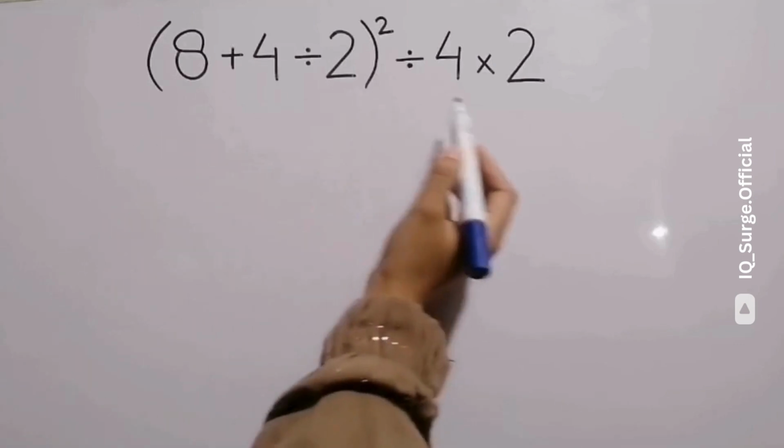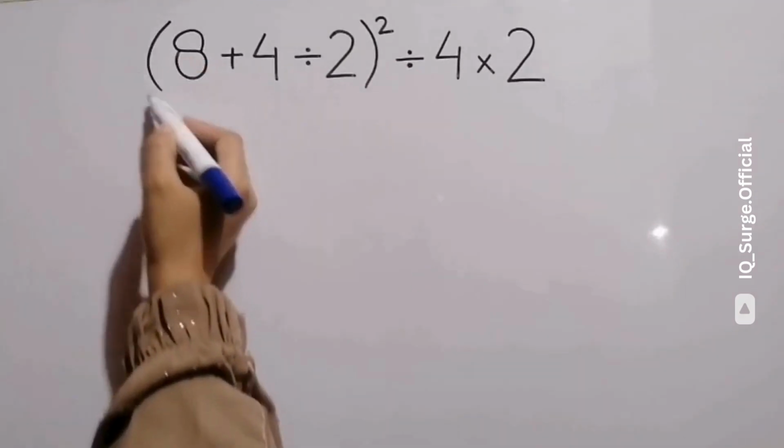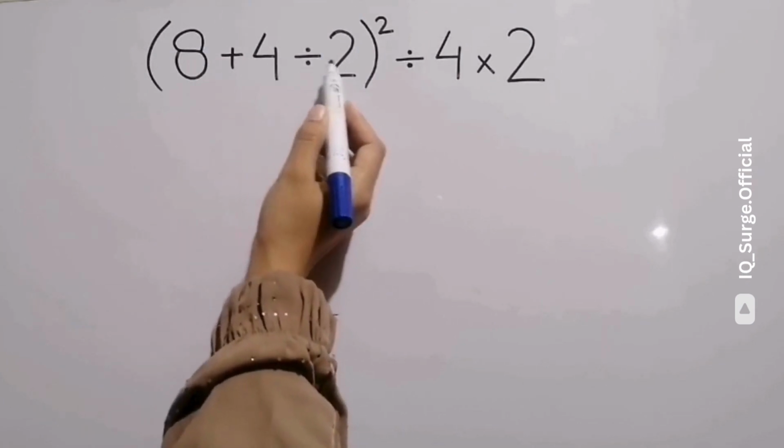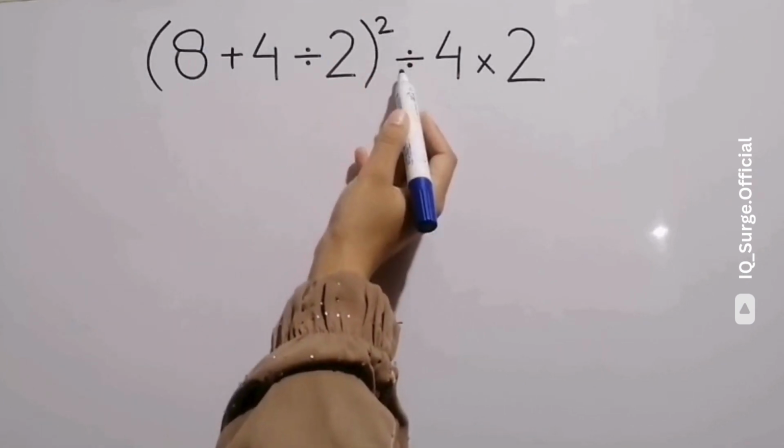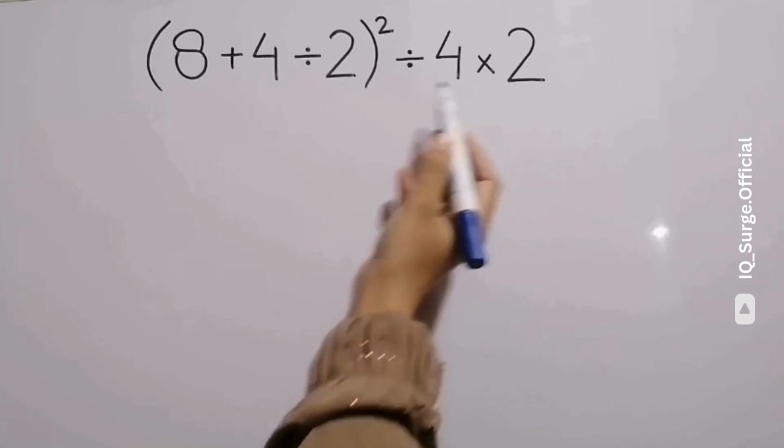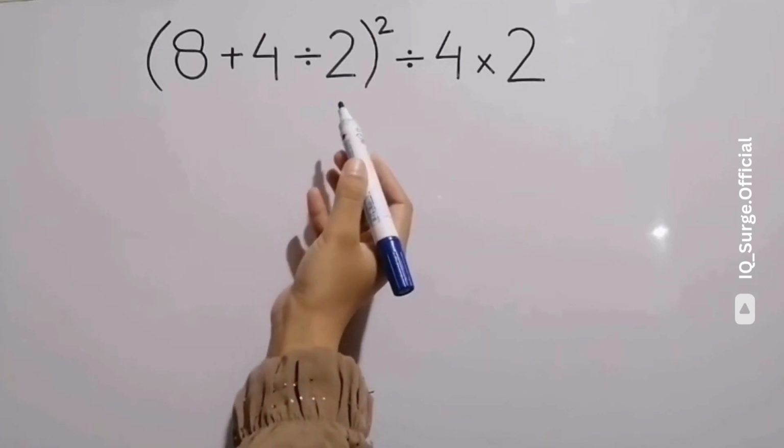What is the value of the expression? Open parentheses 8 plus 4 divided by 2, and all of them to the power of 2, then divided by 4 times 2. If you rush past the square, you fail.